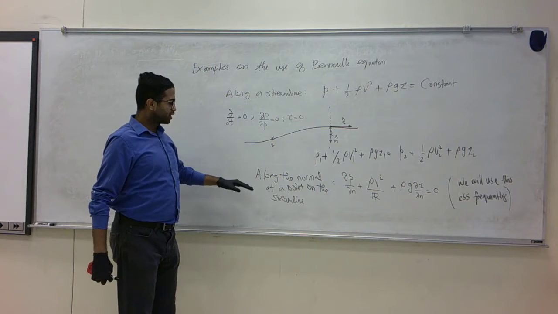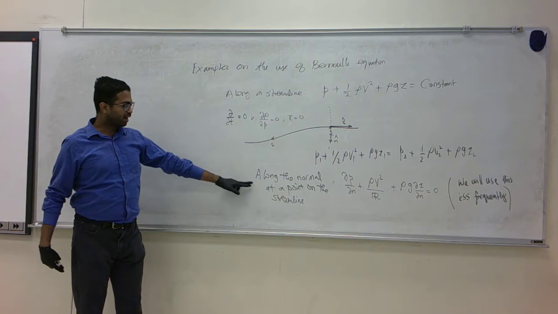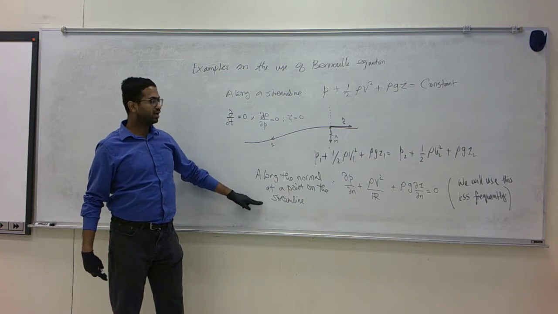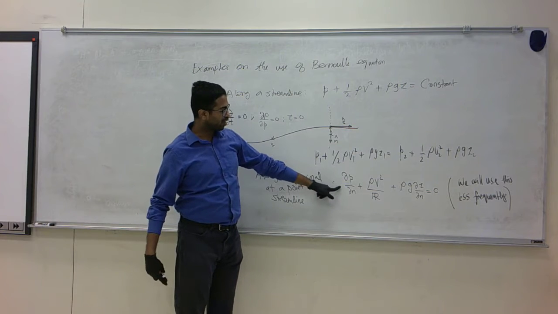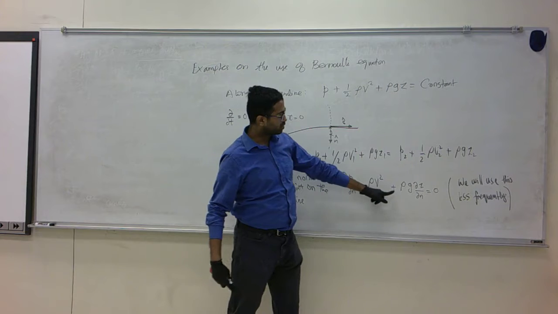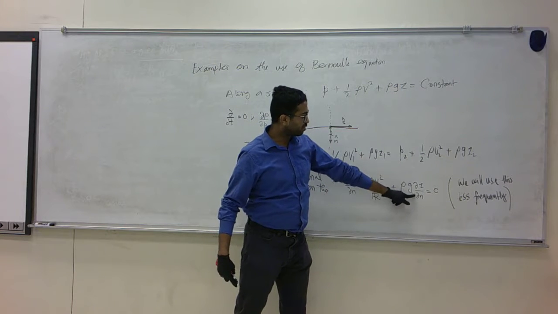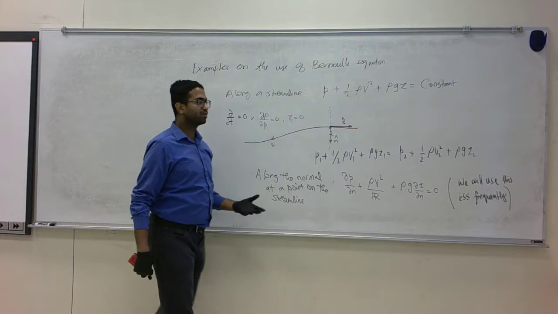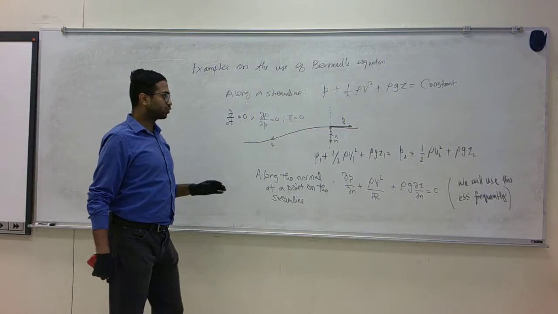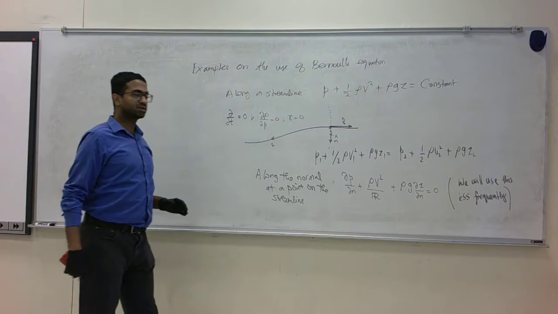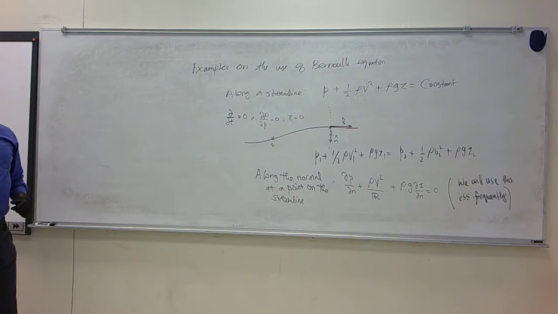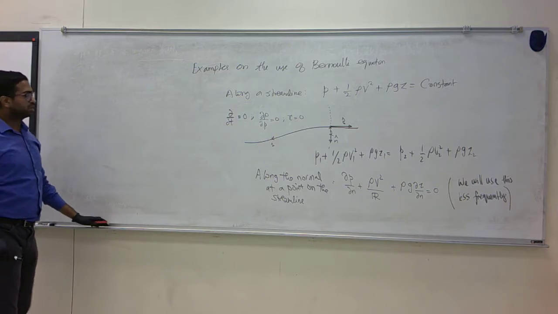And just for the sake of completeness, we also write along the normal direction at any given point on the streamline, the pressure variation in the normal direction plus rho V squared over R plus rho g times partial Z over partial n is 0. We will use this equation less frequently, but I will definitely go through some examples which make use of this equation. So this is the information you need to solve problems.